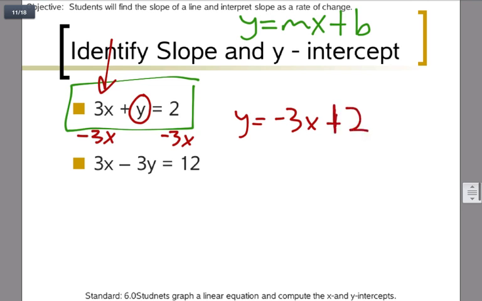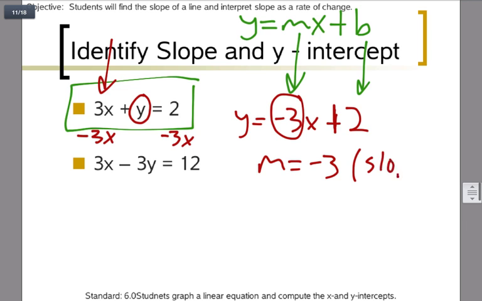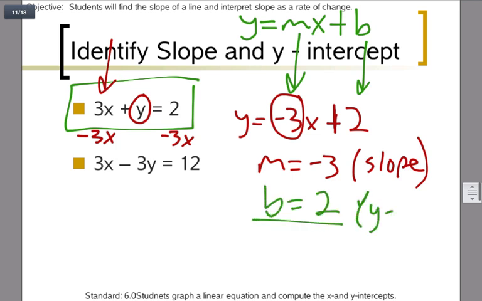And notice I put the 2 further to the right because now it's underneath where the b should be. So we've got the m in front of the x and the b over behind it. Now what that means is the negative 3 is my m, and that's my slope. And then the 2 is my b, and that is my y-intercept. And I'll talk about what that is a little bit further on the next example here.